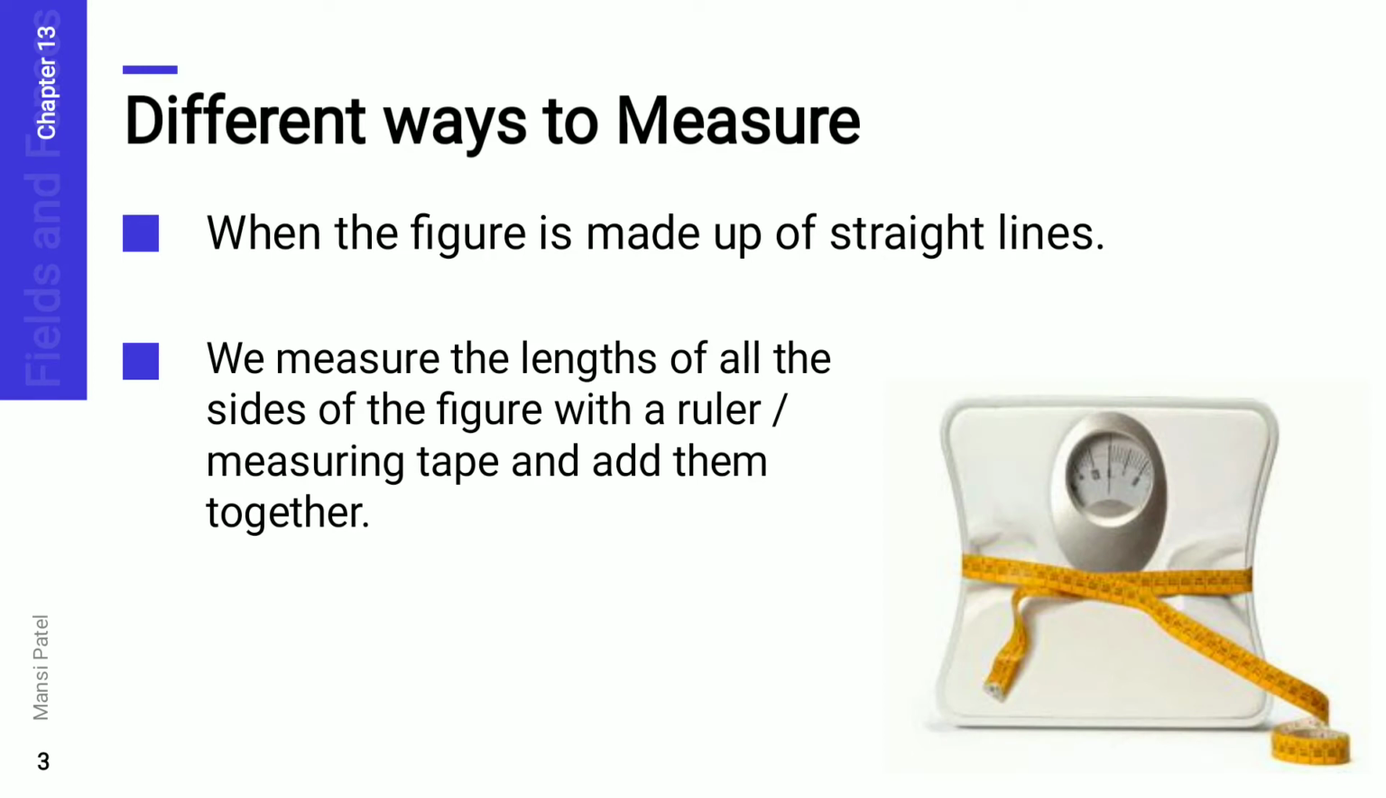So see here, this is the figure, this is an object which is made by straight lines. So like this we use a measuring tape, and in the end we add all the sides together to get the perimeter of the shape. This is possible when any object or figure is made by straight lines. Now what about the others?